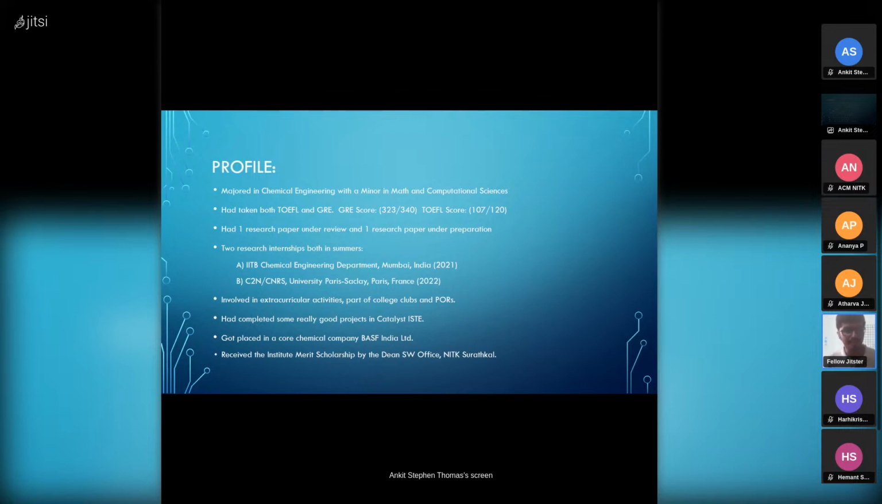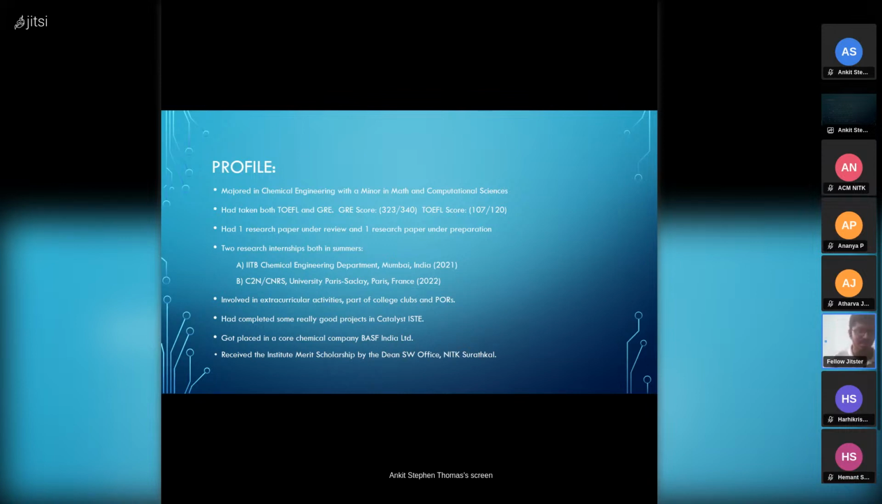Now talking about my research internships. So I took two internships, both of them in the summer after my second and third year. The first one was at the Department of Chemical Engineering in IIT Bombay. This was after my second year.